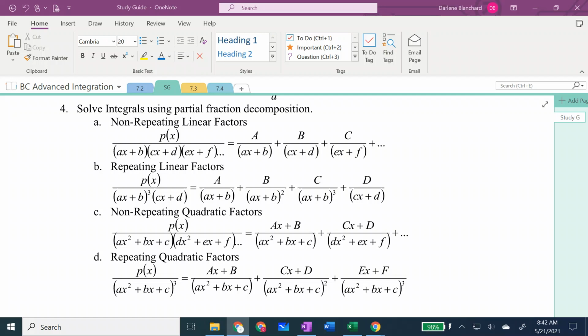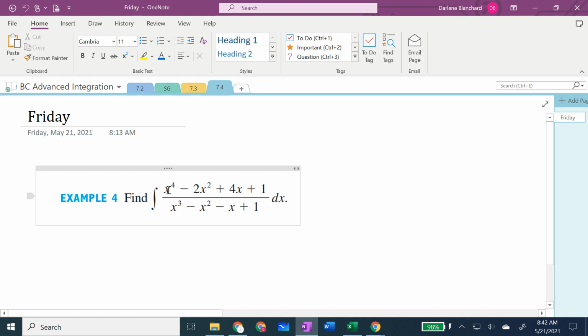Okay, if you have a polynomial divided by a polynomial, for example, take a look at this. You have a polynomial divided by a polynomial. No square roots. It is specifically a rational function. The first thing you want to do is check the degree of the numerator and the degree of the denominator.